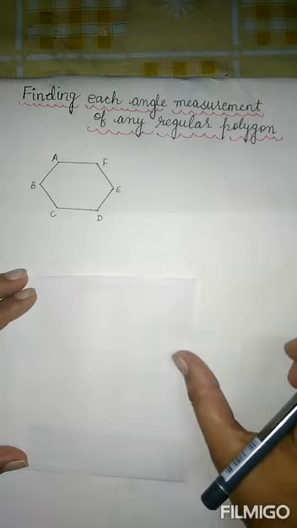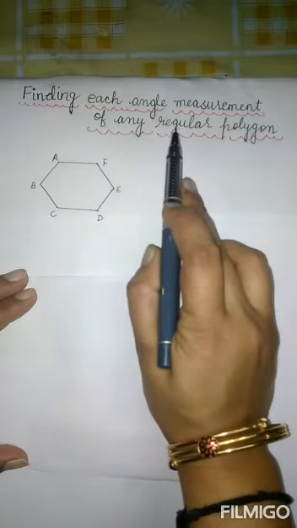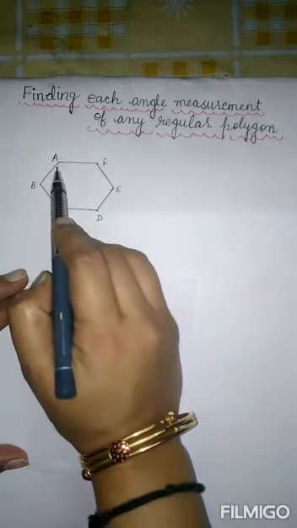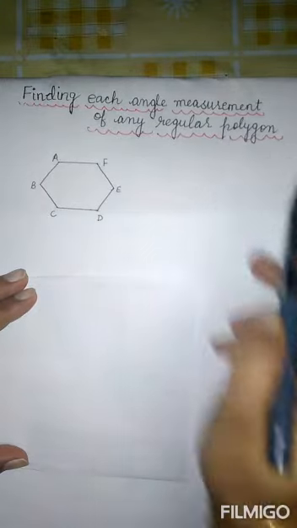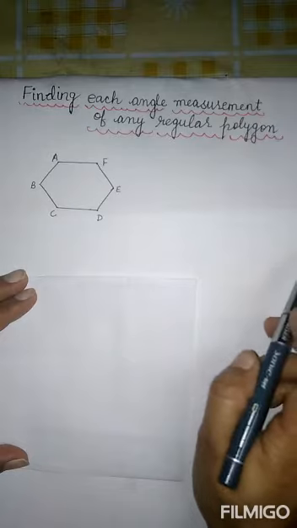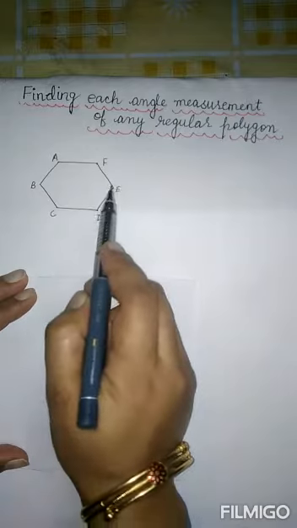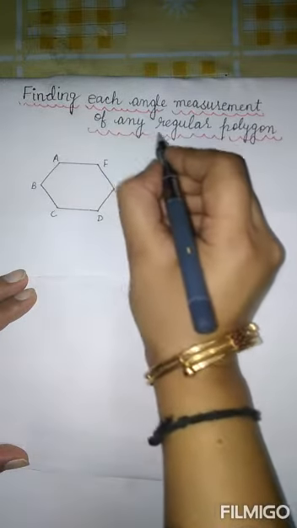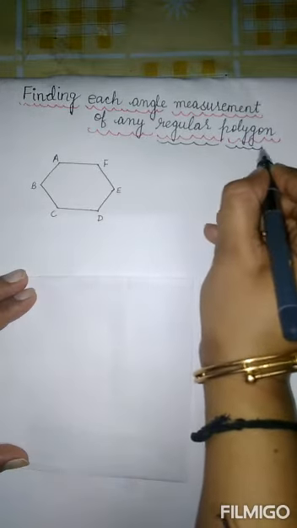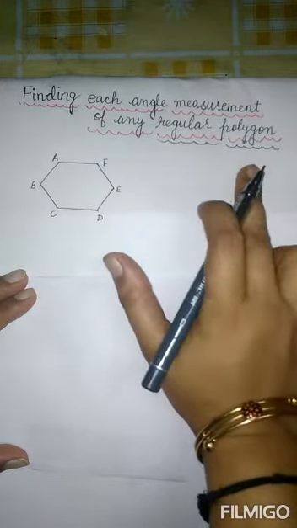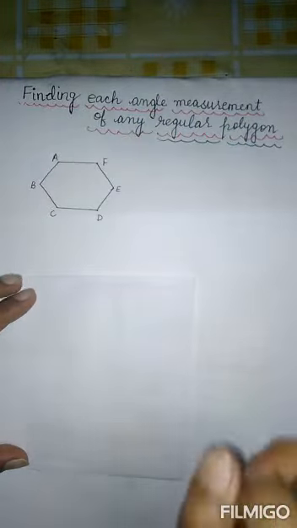Hello, my dear students. Today's topic is how do we find each angle, that is, each interior angle of any regular polygon. There are many conditions to find each angle in any polygon. The first condition we are taking here is of regular polygon. If there is a regular polygon, we have to find each angle. What do we do? Let's start.